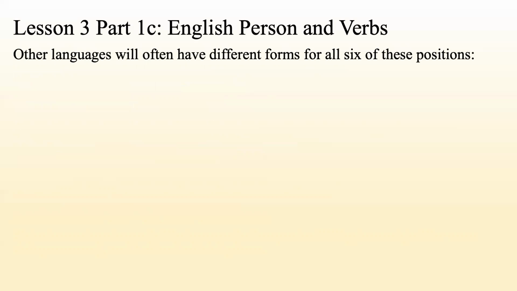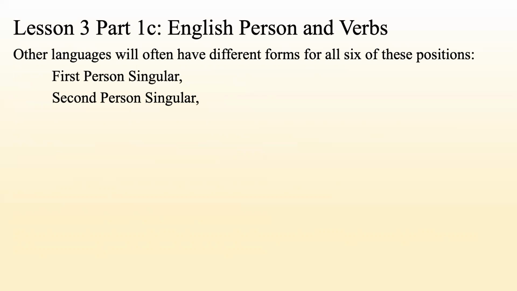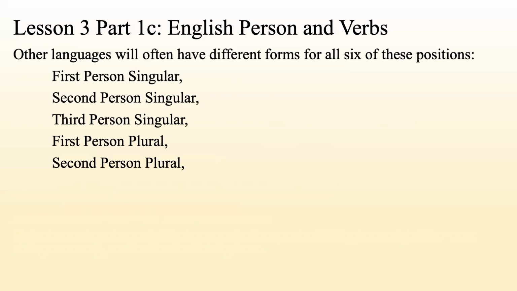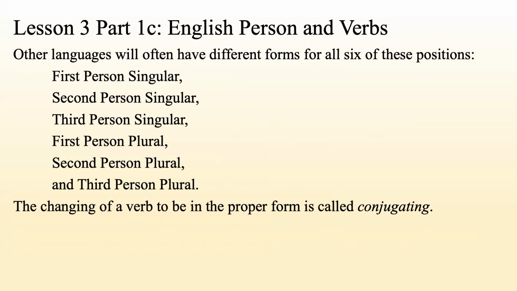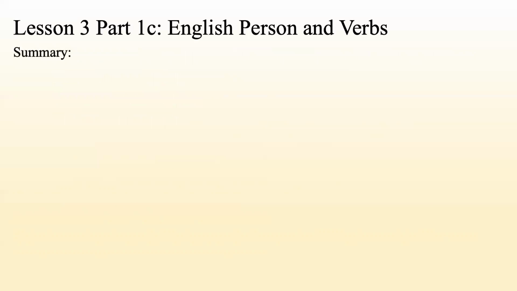Other languages will often have different forms for all 6 of these positions. First person singular, second person singular, third person singular, first person plural, second person plural, and third person plural. The changing of a verb to be in the proper form is called conjugating. I'm going to say that again. The changing of a verb to be in the proper form is called conjugating.